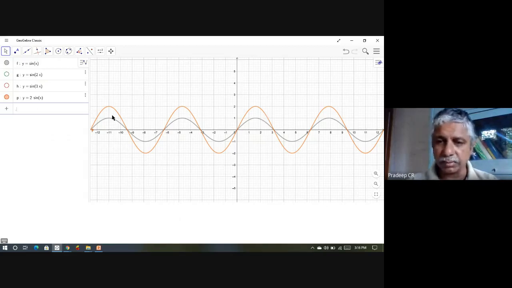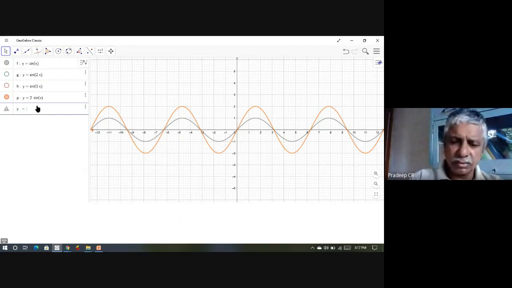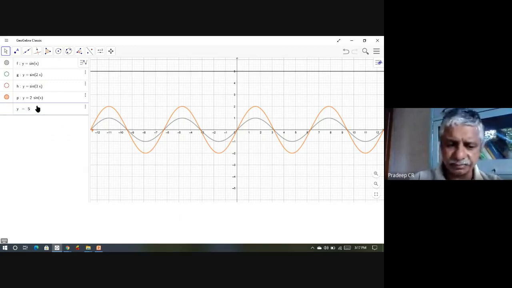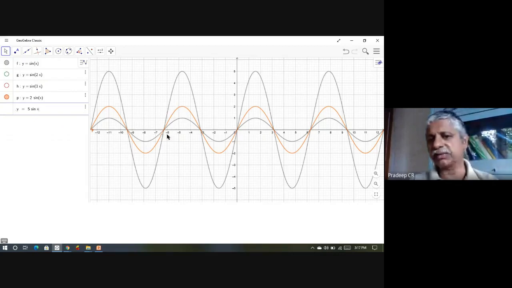So you can see that 2 sine x is like sine x only, but the amplitude is bigger. These are the kind of things I want you to observe. This is very useful. I'll write some more. Y equal to say 5 sine x. See, it's basically like sine x only, but the variation is much more. Frequency is the same, amplitude is different.